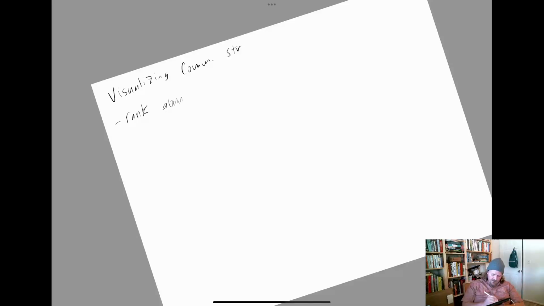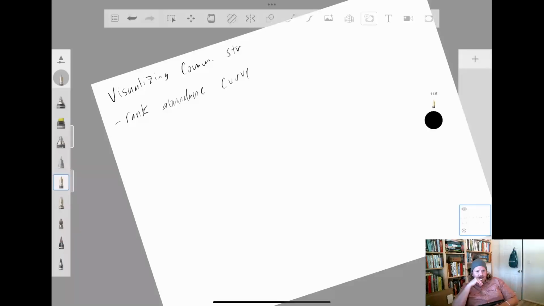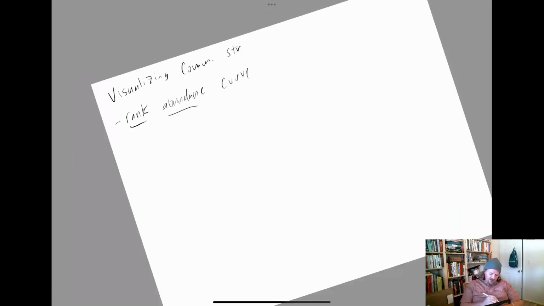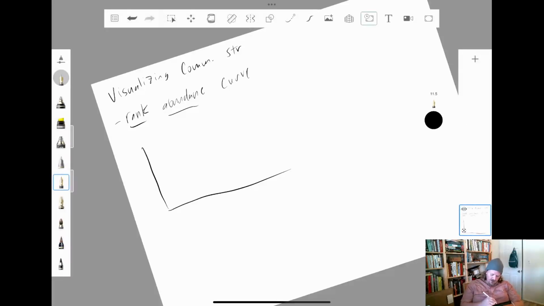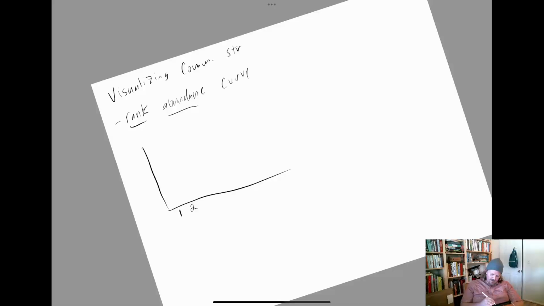Rank abundance curve. And so what you're plotting in a rank abundance curve is you're taking all of the species in a community and you're ranking them from the most common to the least common. And then you're plotting that against the relative abundance of those species. So it's plotting the rank of the most common to least common species against their abundances. And it looks something like this. So on the x-axis, you have species, the most common species, the second most common species, the third most common species, all the way out to the least common species.